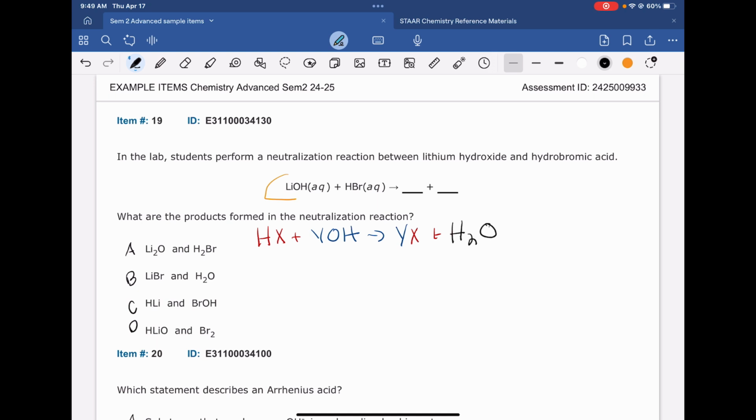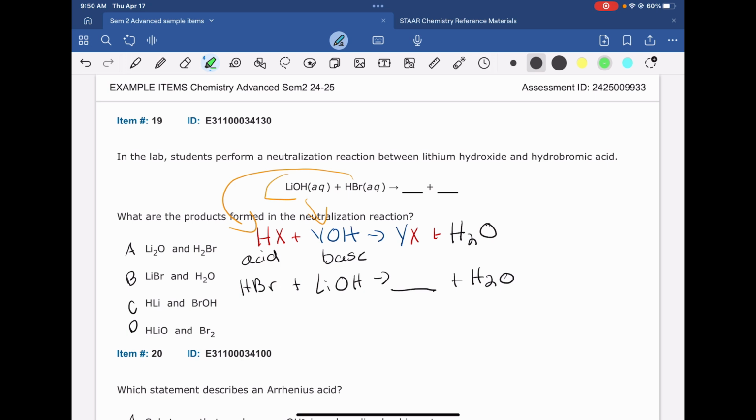Okay? And the H2O is in black because you're always going to have H2O at the end of a neutralization reaction. Okay? So in this case, the YOH, which is your base, is going to be your lithium hydroxide. And the HBr is going to be your acid. Okay? This is your acid. This is your base. So if we rewrite our equation in this order, we have HBr plus LiOH is going to yield blank plus H2O.